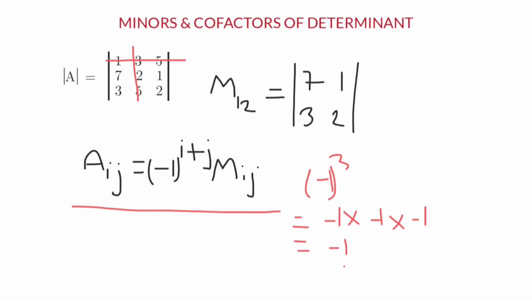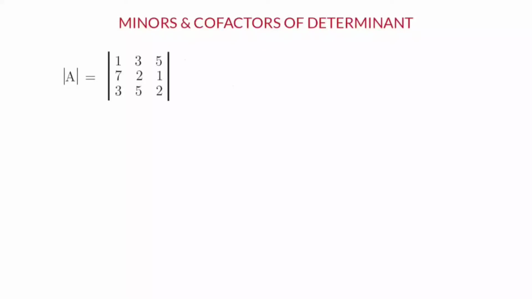So it will give a negative sign for this second element. For this third element, its position is first row, third column. So 1 plus 3, which will be even. 1 plus 3 is equal to 4. So -1 to the power 4 will be positive. So cofactor is just the minor with a positive or negative sign based on its position. So now we can find out the minor and cofactor of each and every element of this determinant.